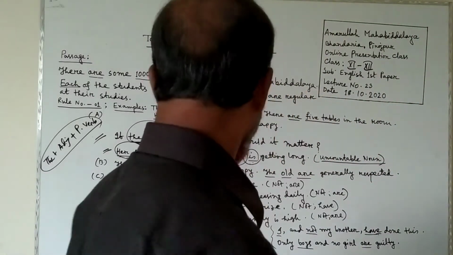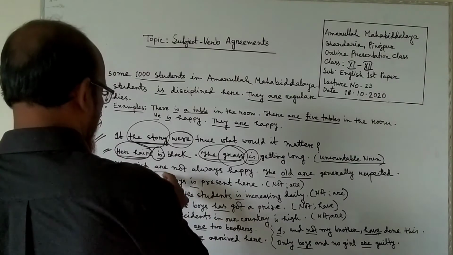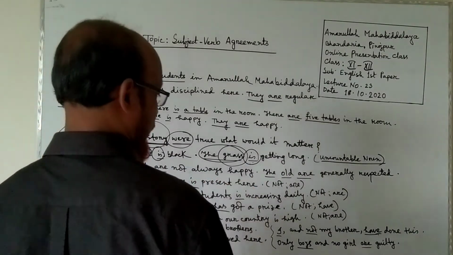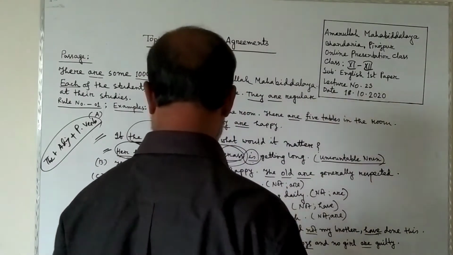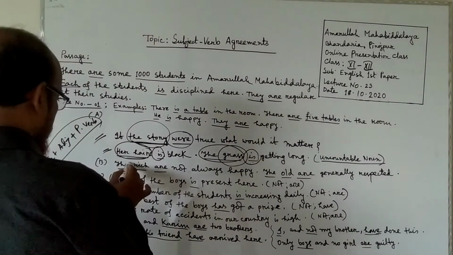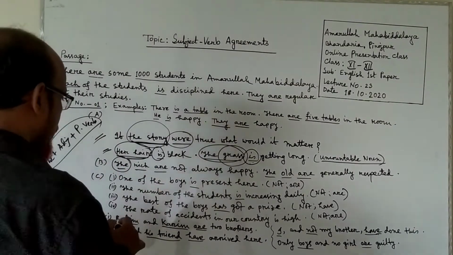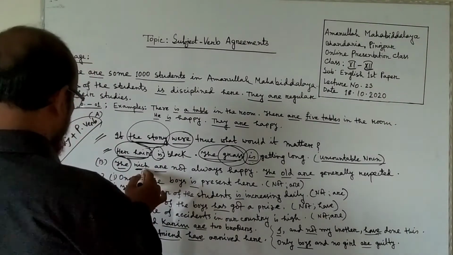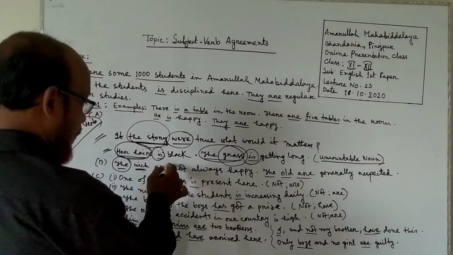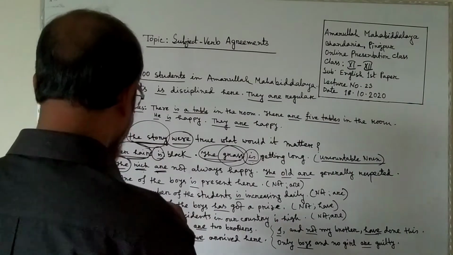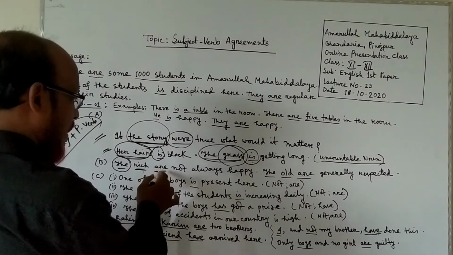As for example, the rich are not always happy. The old are generally respected. This is an article, definite article the, plus rich is an adjective form, and are is a verb of plural form. So article plus adjective, next plural verb.